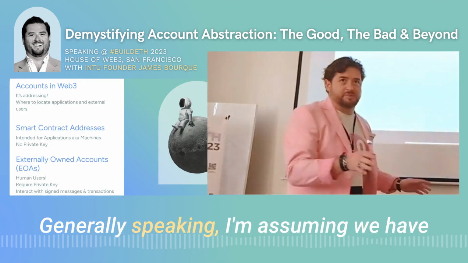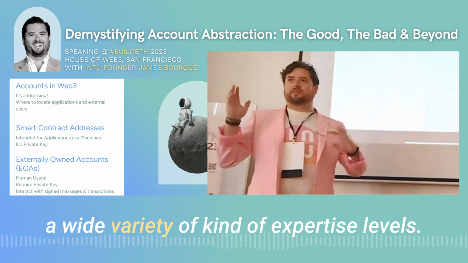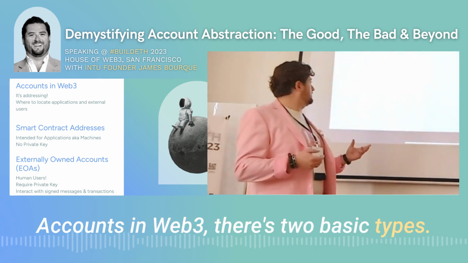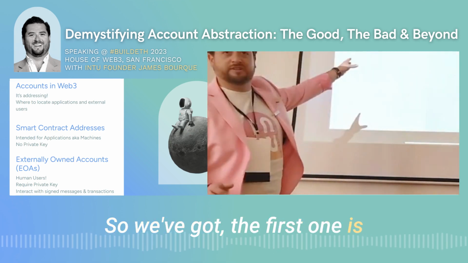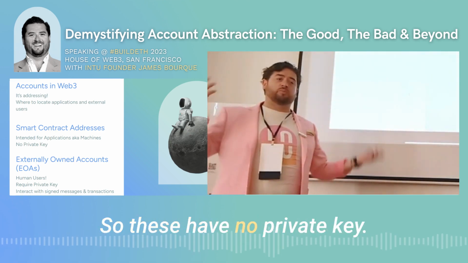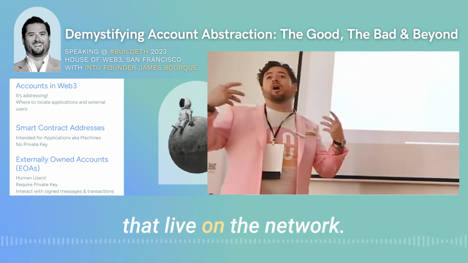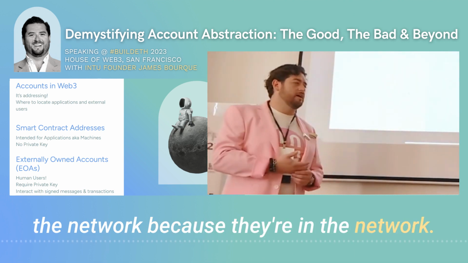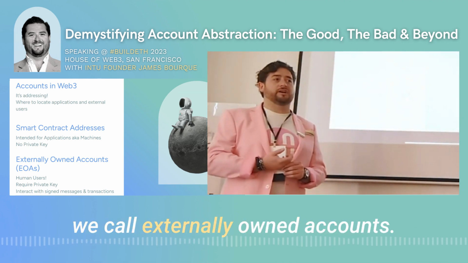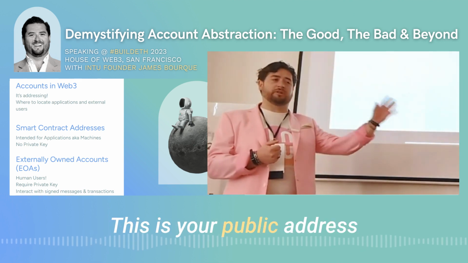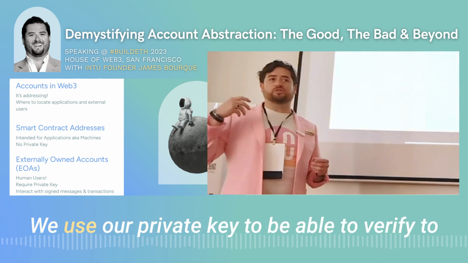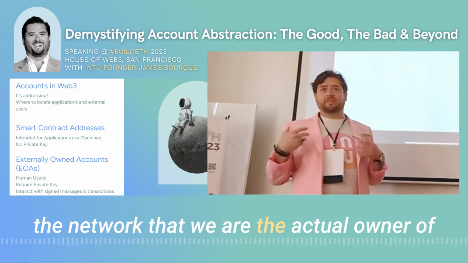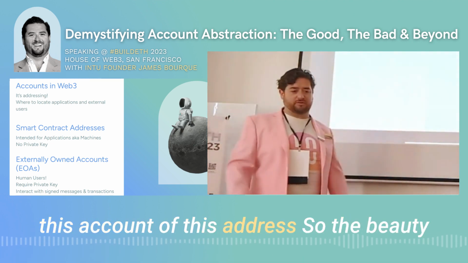So, generally speaking, I'm assuming we have a wide variety of expertise levels. Accounts in Web3, there's two basic types. The first one is smart contract addresses, right? These have no private key. These are basically applications that live on the network, and they don't need to identify themselves to the network because they're in the network. For the rest of us, we have what we call externally owned accounts. This is your public address with your private key. We use our private key to verify to the network that we are the actual owner of this account, of this address.